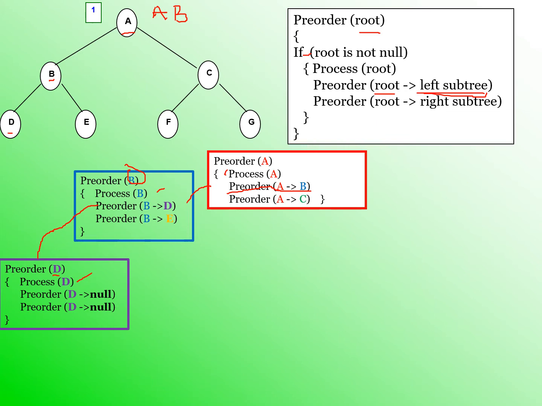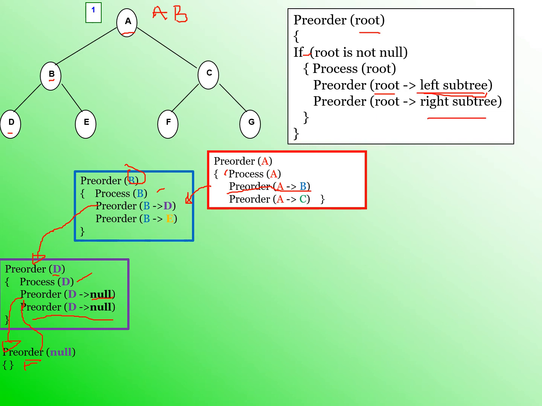After processing D, next we have pre-order root referencing to left subtree. So, pre-order D referencing to left. Left subtree wala, kaya referencing to null. Still, it calls itself pre-order. So we have pre-order null. So root is now null. Is null not null? False, di ba? So kung false yan, ibig sabihin wala siyang ginawa, kundi babalik lang siya dun sa tumawag sa kanya. So next statement will be pre-order D referencing to right subtree.